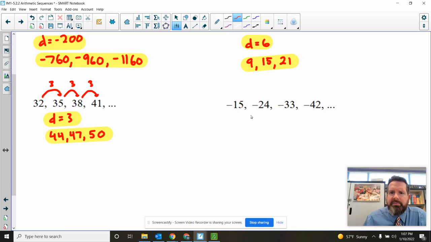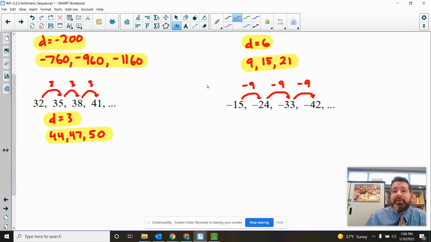Okay, so negative 15 to negative 24. Okay, so going down. So it's going to be a negative common difference this time. How far apart are they? Well, from 15 to 24, that's a difference of 9, right? So we're going down by 9, down by 9, down by 9. Now, another way to figure that is pick any pair and do bottom minus top, thinking of it in table form. So negative 33 minus negative 24, that gets you that common difference as well.